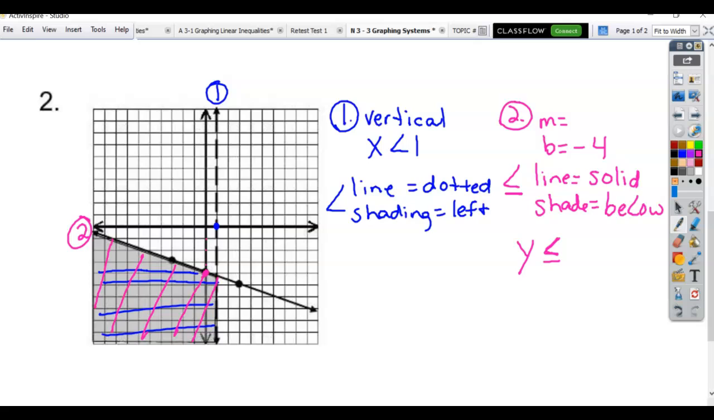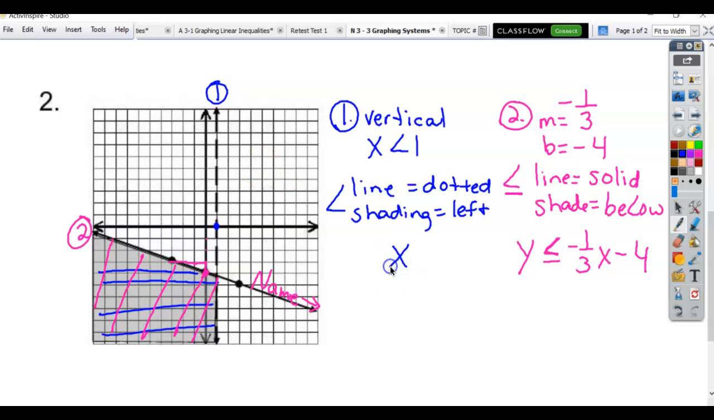Okay, and then go from that point. How far do we have to go to get to the next point? Well, I went up 1, over 1, 2, 3. Up 1, over 3. Okay, this one is a negative slope because it's going down. So it's -1/3. So I'm going to do -1/3 x minus 4. That's the equation for that line.